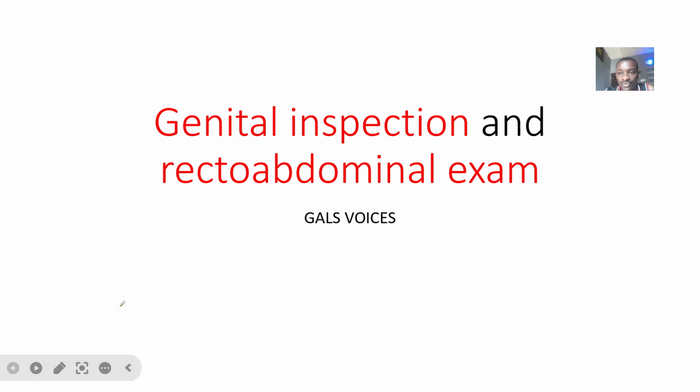We'll talk about two important aspects of trying to get some information about your patient. The first one is genital inspection. You're trying to look at the reproductive area of the person. So we'll be talking about why you actually need to do this. The next one is rectoabdominal examination. Rectoabdominal examination is where I'm trying to inspect the rectum of someone, that's inside the anus.